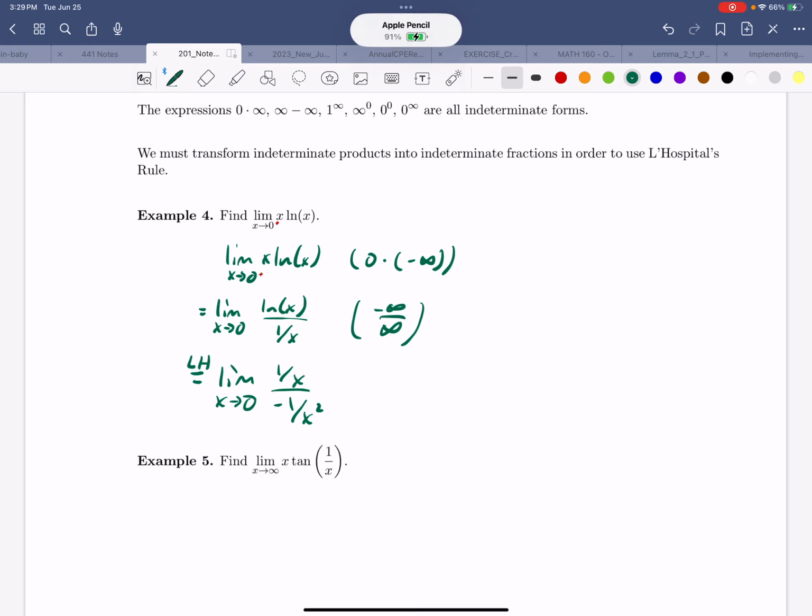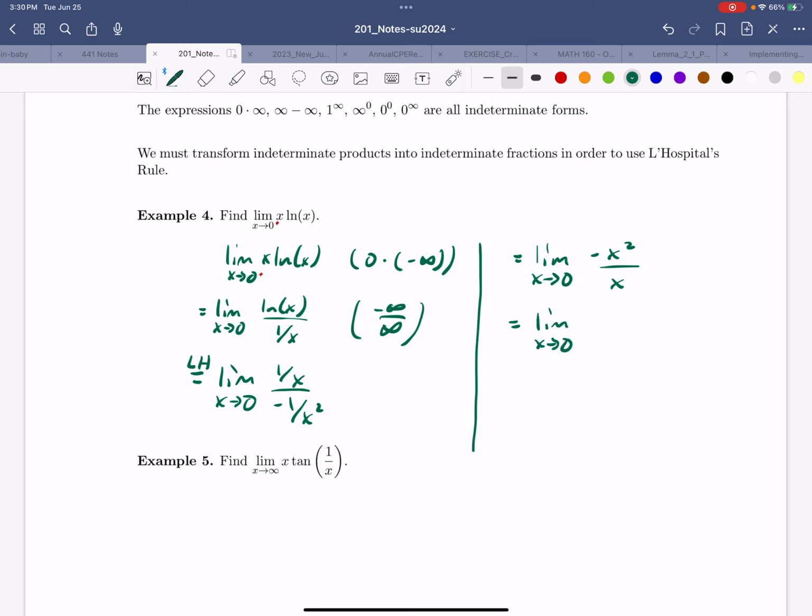And then just do a bit more simplification, just like the last one. Multiply by that reciprocal. And we get, it doesn't really matter where you stick the negative sign, negative x squared over x. Divide the top and the bottom by x. We get negative x over 1, and then that equals 0. So in the fight between x approaching 0 and ln of x approaching negative infinity, I guess the x equals 0 part wins, so to speak. So there's that.